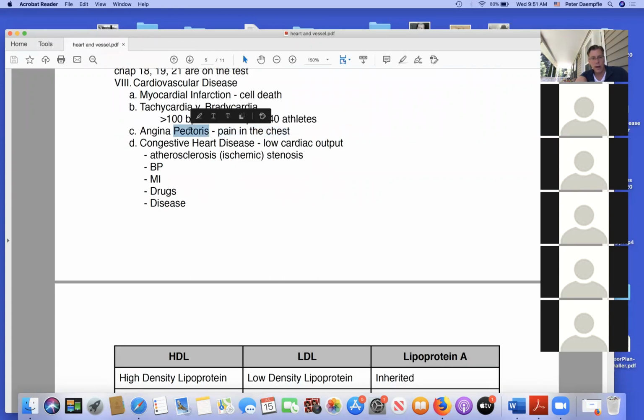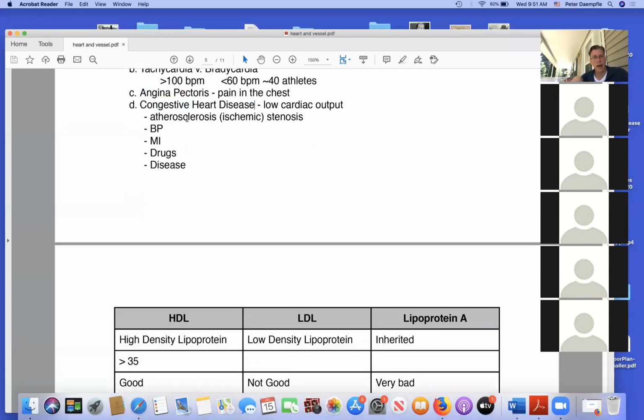Angina pectoris is just a simple term for pain in the chest. Pectoris, as you know, pectoralis major. Those are your pecs, your chest. Angina is lack of blood flow to it, so it causes pain. Congestive heart disease or congestive heart failure is defined as low cardiac output. Edema, or swelling, is the main indicator for that.